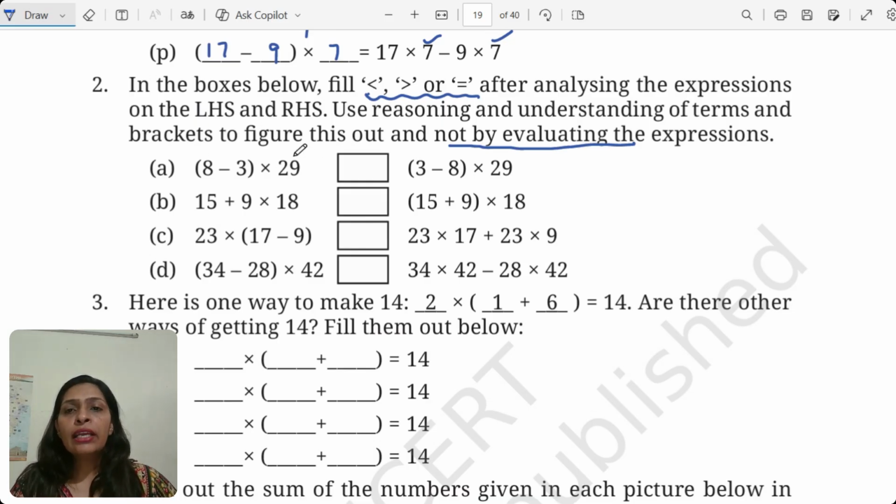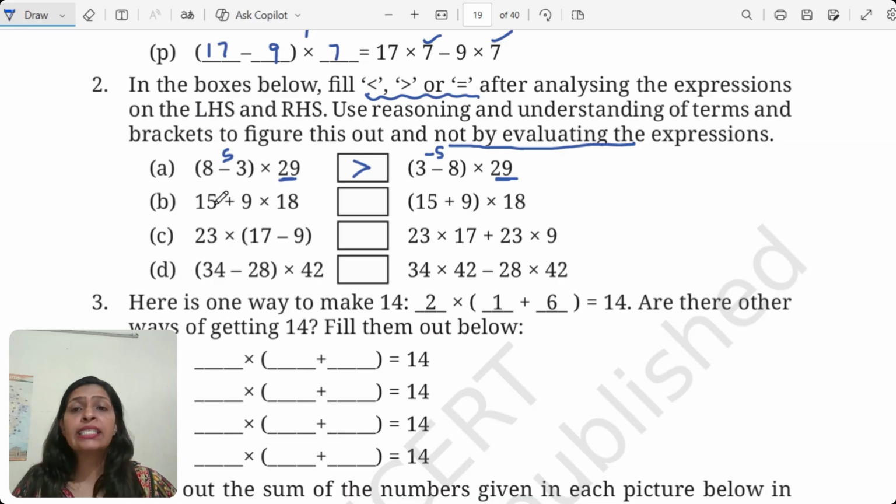So let's see here. If you observe, 29 is common in both of them, right? Now, this number is 8 minus 3. So what is 8 minus 3? This is 5. And what is 3 minus 8? Remember your integers. So this is going to be minus 5. So if you just see the particular value, the answer is going to be 5 multiplied by 29. Okay. And here also it's 5 multiplied by 29. But the LHS is positive and RHS is negative. So remember the rule, whenever we have a positive and negative, which one is bigger? The positive. So this part is greater.